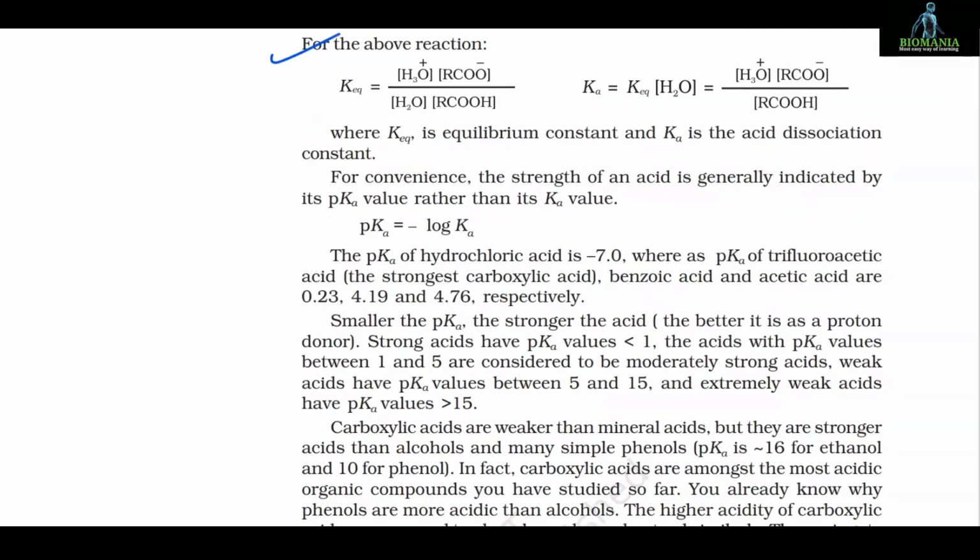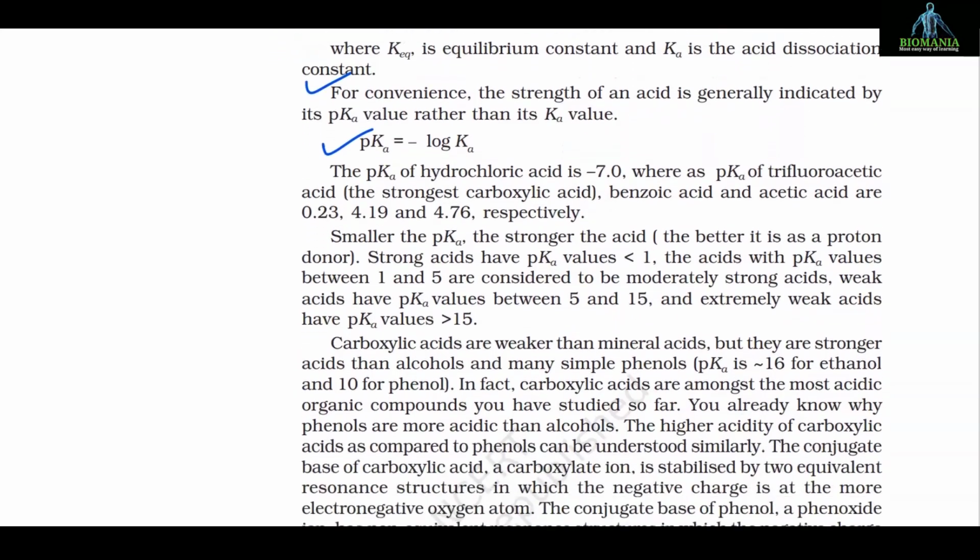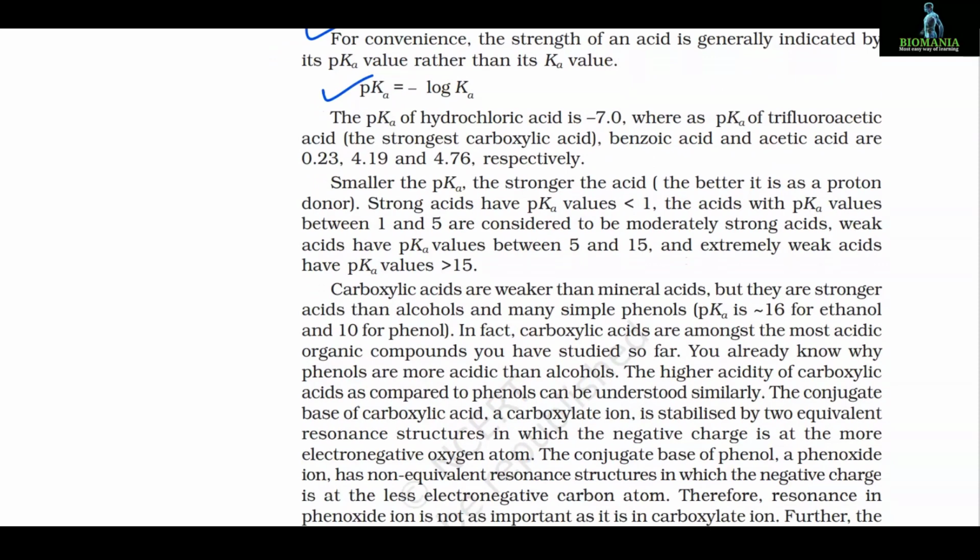For the above reaction, K is the equilibrium constant and Ka is the acid dissociation constant. Here you can see both values. For convenience, the strength of an acid is generally indicated by pKa value rather than its Ka value. pKa is equal to minus log Ka. The pKa of hydrochloric acid is minus 7, whereas pKa of trifluoroacetic acid, that is the strongest carboxylic acid, benzoic acid and acetic acid are 0.23, 4.19, 4.76 respectively.